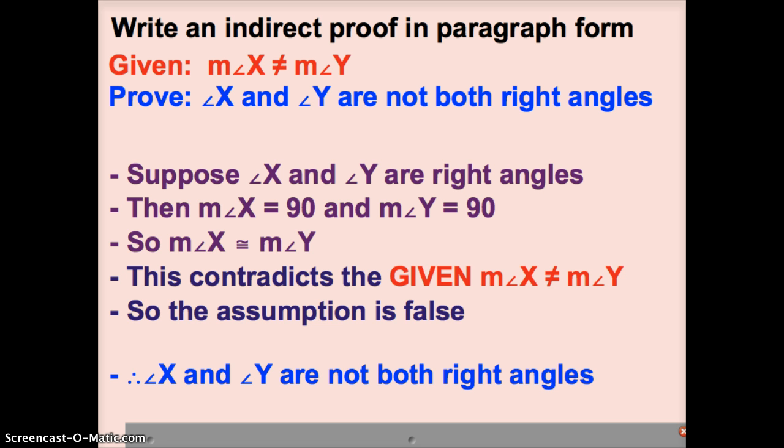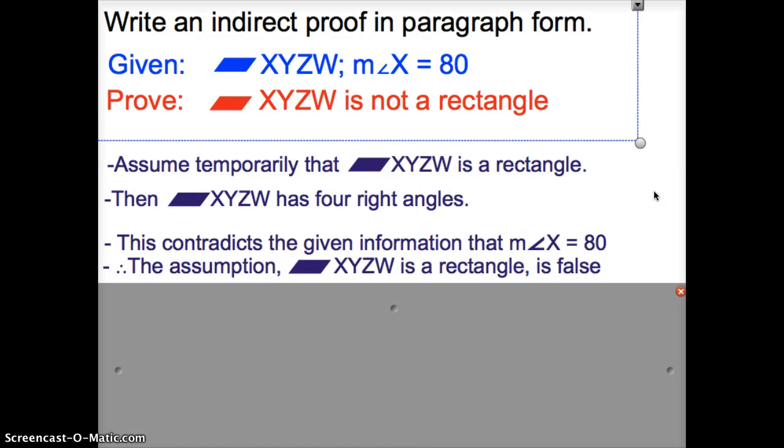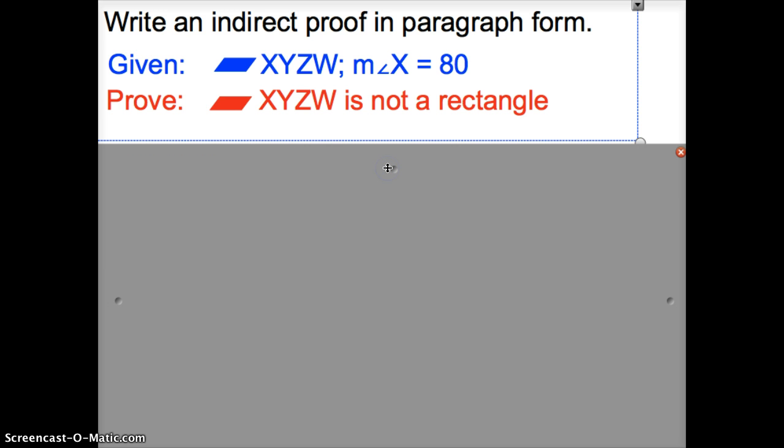Hit pause and answer questions 6 and 7, ordering the proofs that are already given to you. Our final indirect proof today is a given information that a parallelogram exists and the measure of angle X is 80 degrees, and our job is to prove that parallelogram XYZW is not a rectangle. Hit pause and see if you can find the few steps it takes to prove that this parallelogram is not a rectangle.